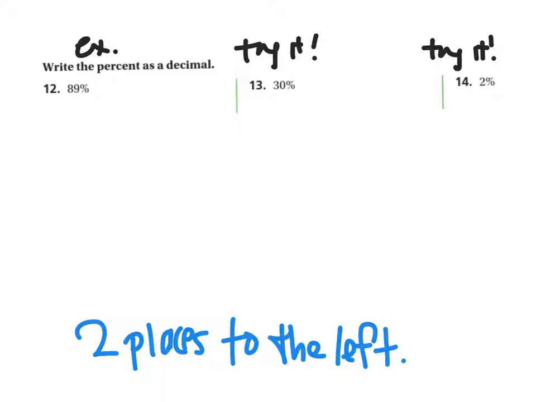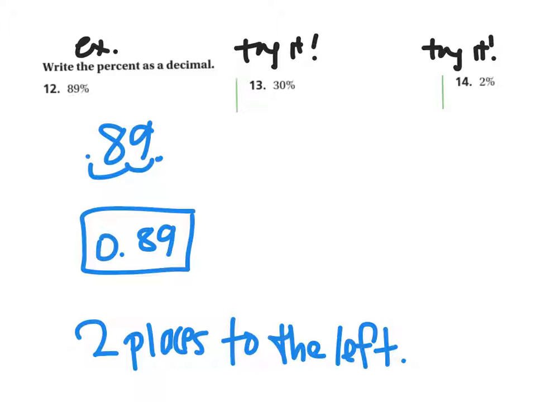Okay, so on this one example, we have 89%. My decimal would be right here. Drop off the percentage sign. Move 2 place values to the left, and you have that as your decimal. Okay, go ahead and try it on your own.